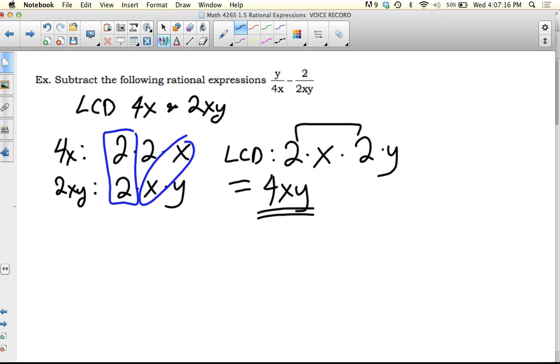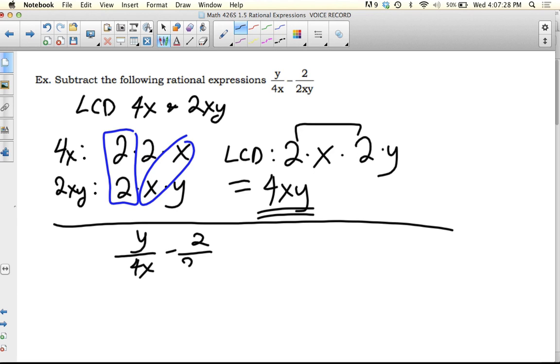So I can now subtract these two rational expressions with that lowest common denominator. So let's do this. So y over 4x minus 2 over 2xy equals something over 4xy minus another something over 4xy, which is our new common denominator. So how did I get from 4x to 4xy for the first one? I had to multiply by y. So I multiply the top by y as well.